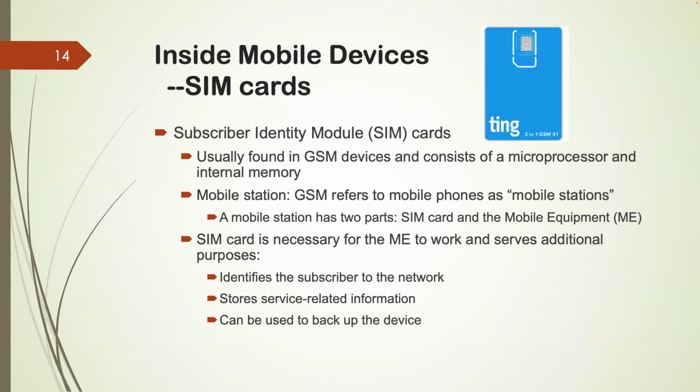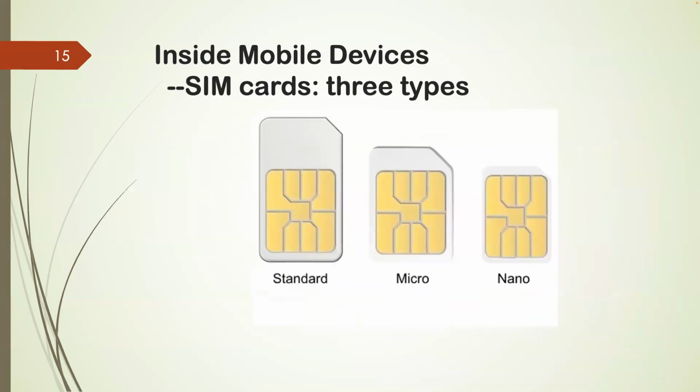On top of that, it also has different types of identifiers or IDs that are used to identify the unique user on the cellular network, as well as to identify the individual SIM card itself. So there are multiple types of IDs associated with the SIM card, and we will look at them one by one.